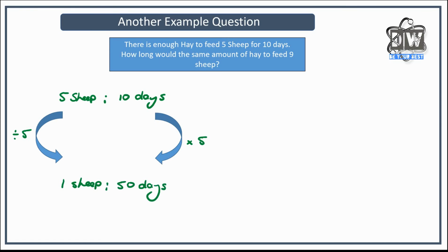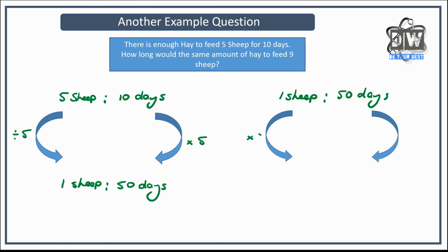All right, so now we're going to start again on the other side, because now we want to find out for 9 sheep. Okay, so we're going to go 1 sheep, 50 days, and then we're going to get that 1 sheep and we're going to times it by 9, to give us 9 sheep on that side. And if we times on that side, we're going to divide this side. So we've got 9 sheep, ratio of 5.55 days. Okay, it's actually, I think it's 5.5 recurring, but I will just stick it at that. You may have got something slightly different there.